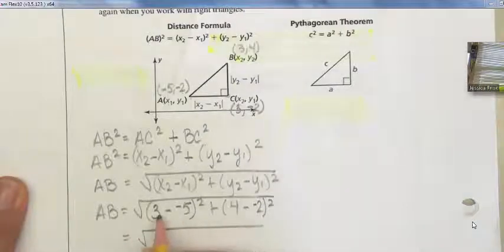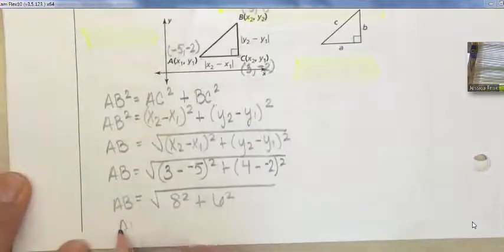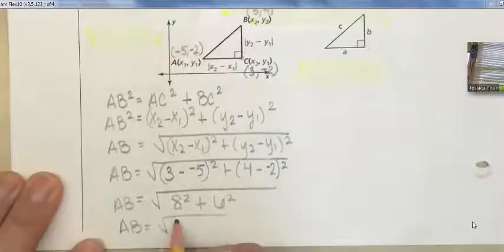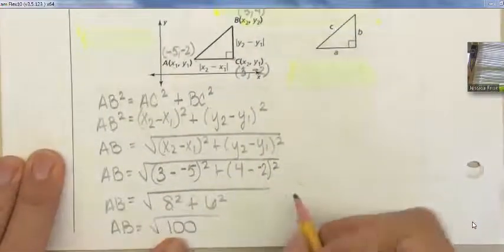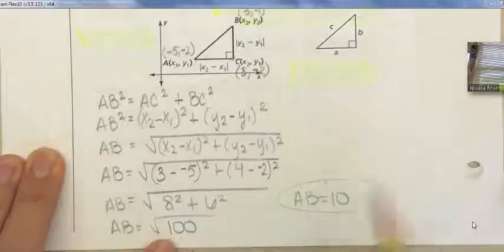All right, so minus the negative becomes positive, so this is really 8 squared. Minus the negative becomes positive, so that's really 6 squared. So AB is equal to the square root of all that. And the square root of all that, well, that's 64 plus 36, so that's 100. So that means that AB is equal to 10, just like we got in the beginning when we used the Pythagorean Theorem.